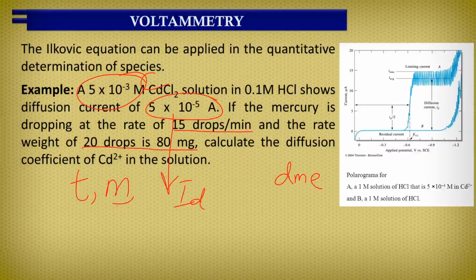Now I'm going to look at the observations, but first of all, look at this polarogram. This is minus 0.6 volts. That's our applied potential. Now you notice that from 0 to minus 0.58, we have the residual current.